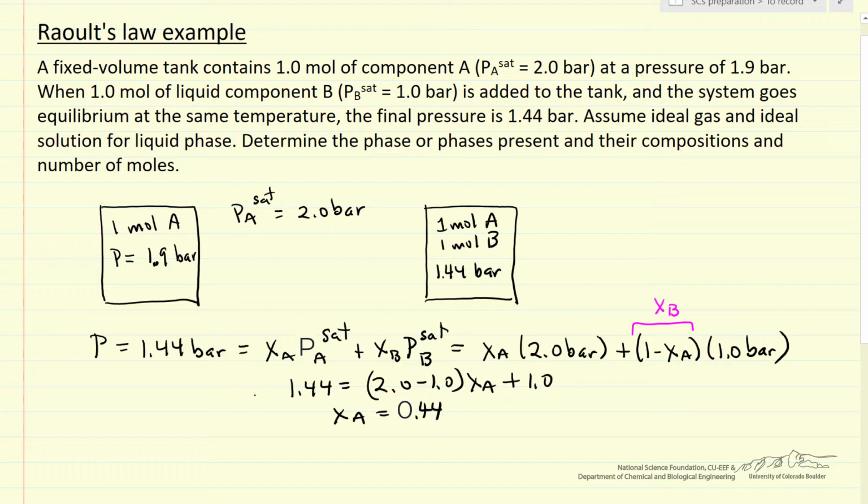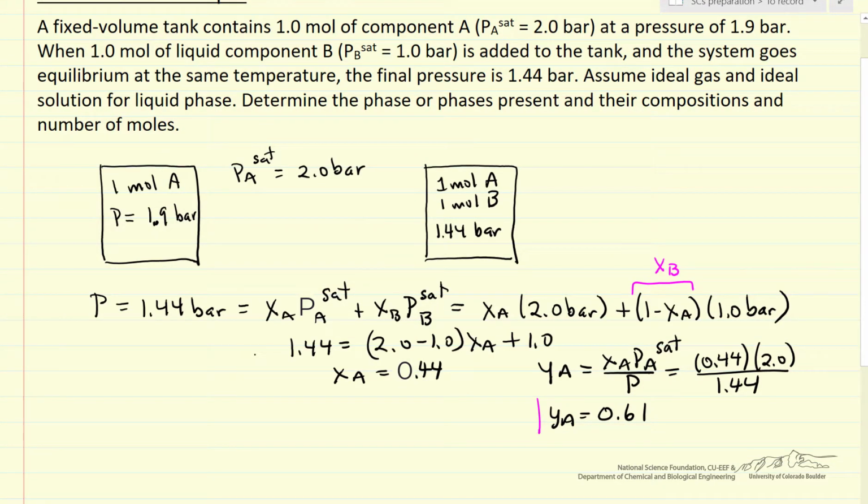That's the liquid phase composition. That means we can calculate YA from Raoult's law as XA PA sat over P. Pause and substitute those numbers. So I have the gas phase mole fraction, I have the liquid phase mole fraction. It asks to determine the number of moles of these phases, and so that requires a mass balance.